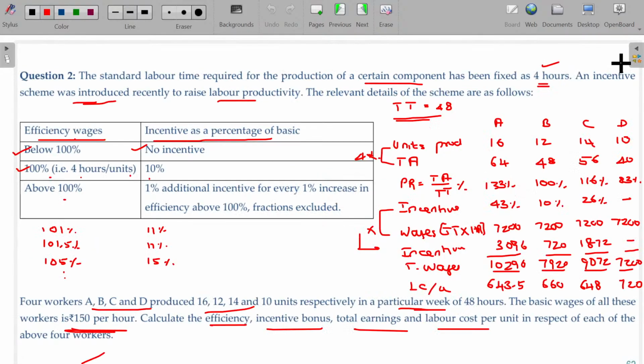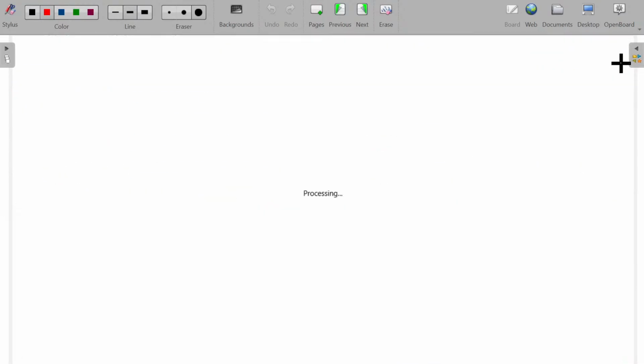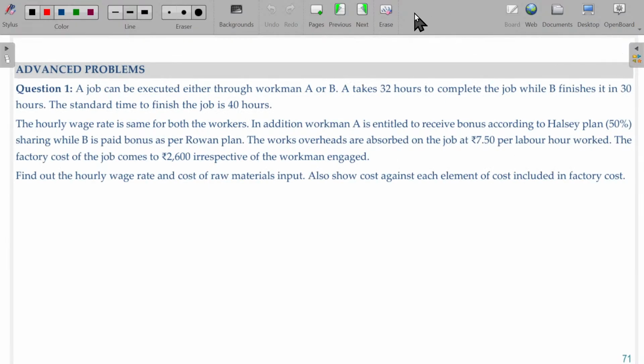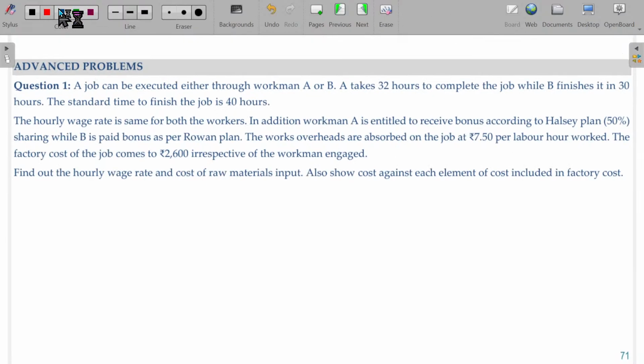Now, this question is pretty interesting. Some advanced level problems are going to be discussed here. A job can be executed either through workman A or B. A takes 32 hours to complete the job, while B finishes it in 30 hours.